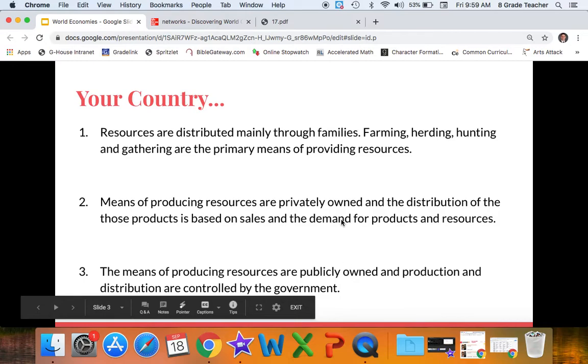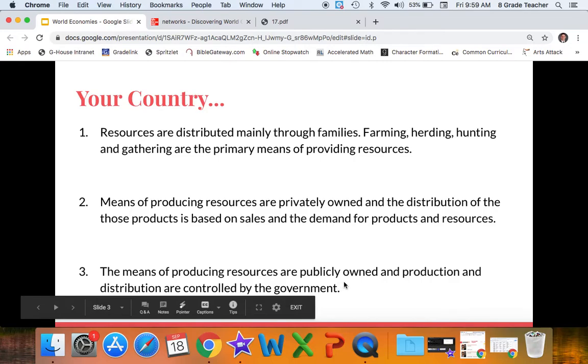Now, these are a mixture of these two in the same type of economy, but what if you only had to pick one? Would you want it to be privately owned in which you could own a business, or want the government to control those things and you can't have a say in how those things are being distributed and how that production is taking place?